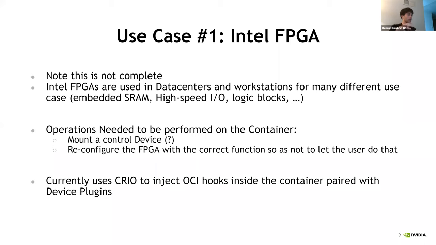It could be information, for example, in this Kubernetes use case example, passed down through pod labels or pod annotations. And so they might want to do that in a pre-start hook at the OCI level. Today, that's what they do. I think currently they use CRI-O to inject hooks inside the container paired with device plugins, and they don't have containerd support. So that's a use case where they end up excluding a container runtime.